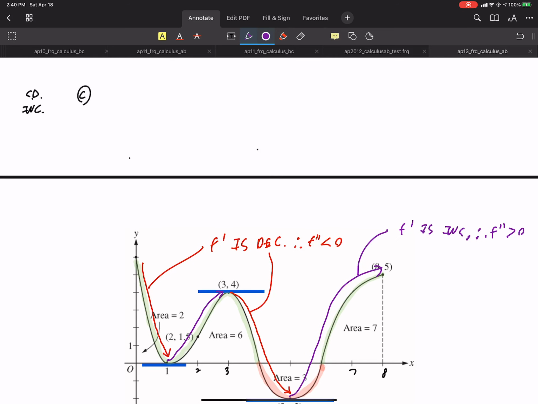But we just want concave down. So I'm going to just do the concave down, and we want increasing. So I'm just going to do the increasing. I'm not going to do everything else. So I'm going to say f is increasing on what intervals? 1 to 3.